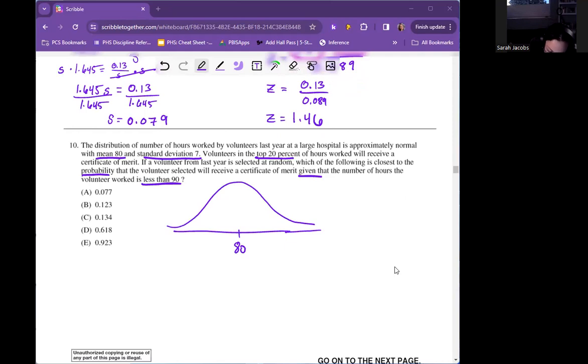So I'm going to look at the top 20%. This is 50%. This is about the 85th, 84th percentile at that inflection point. So top 20% is going to be something like these guys. This is my top 20%.